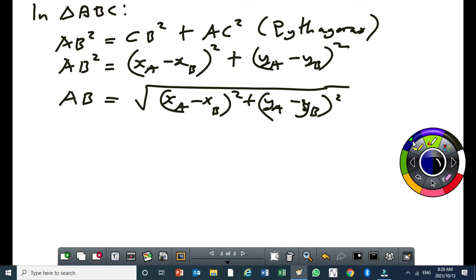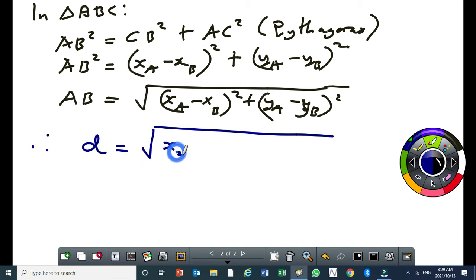Whereby we can say AB, we can call it any distance D, okay? So if I call AB any distance D, means D will be equal to the square root. If I call that XA, say, okay, I prefer to use the subscript like X2, okay? So if I call XA my X2, here I'm generalizing, okay, the formula. So this will be X2 minus X1 squared plus Y2 minus Y1 squared.